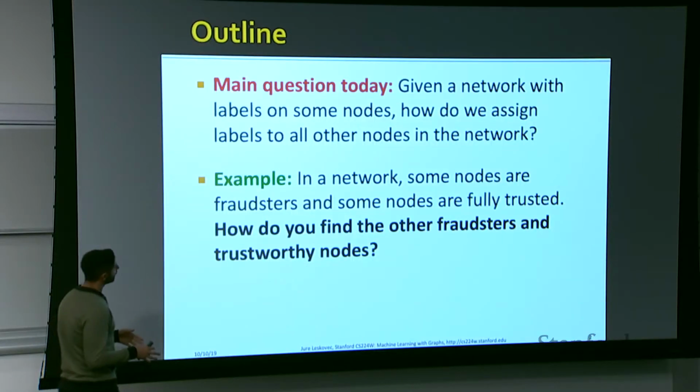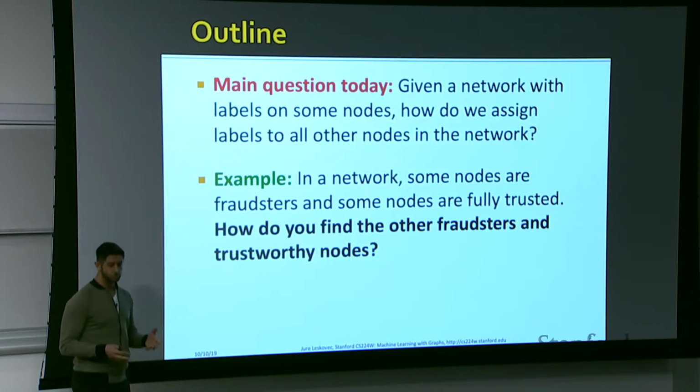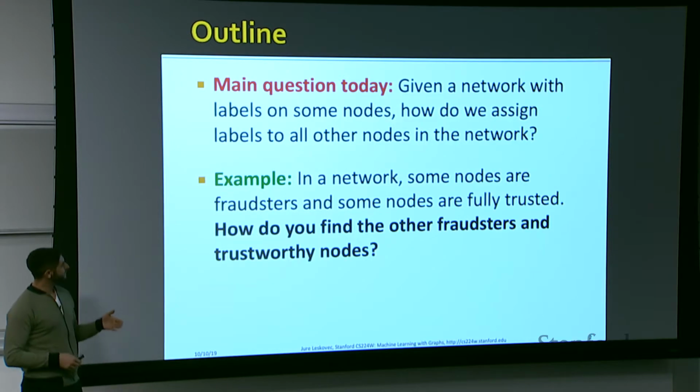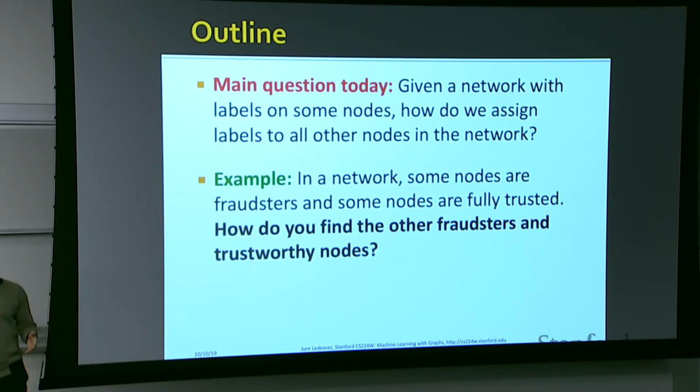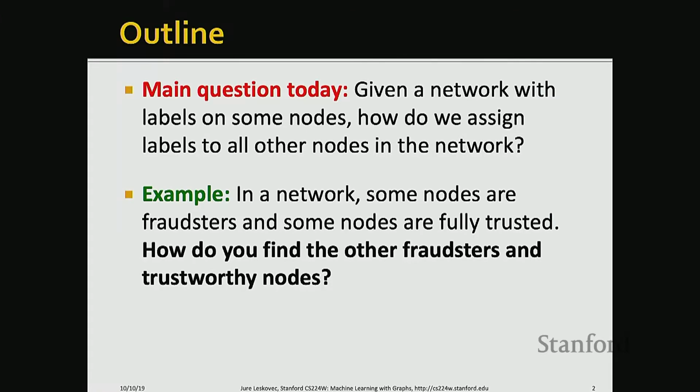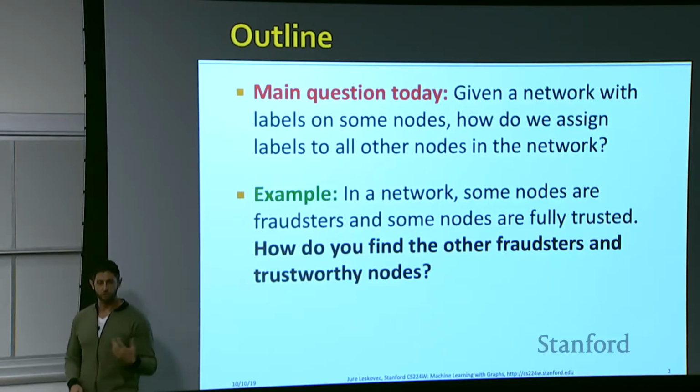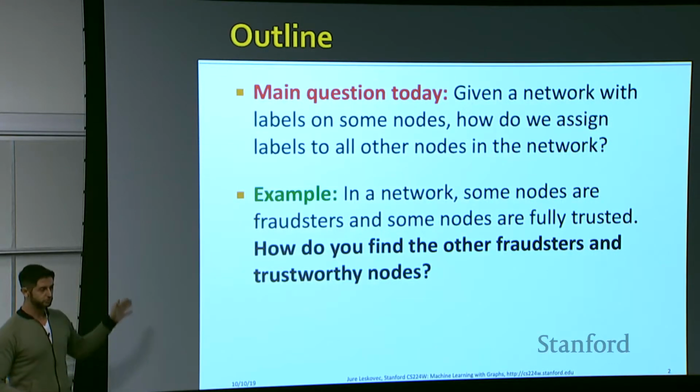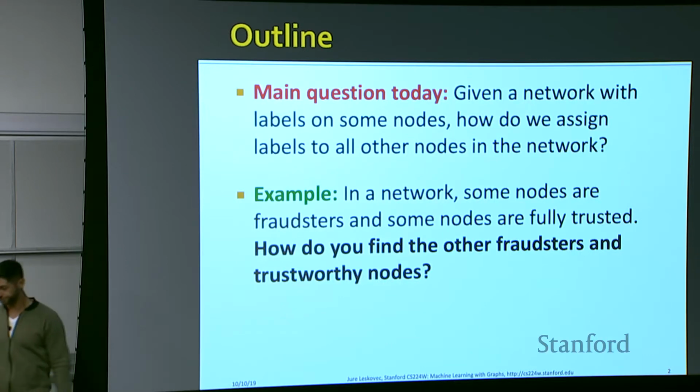Given a network which has labels on just a few nodes, how do we assign labels to all the other nodes in the network? Let me give an example. Say we have a network where some of the nodes identify fraudsters and some nodes are fully trusted. How do we find the other fraudsters and the other trustworthy nodes? I'm going to guide you through a real world example based on this scenario, and I will show why it's extremely useful to be able to do this kind of classification.